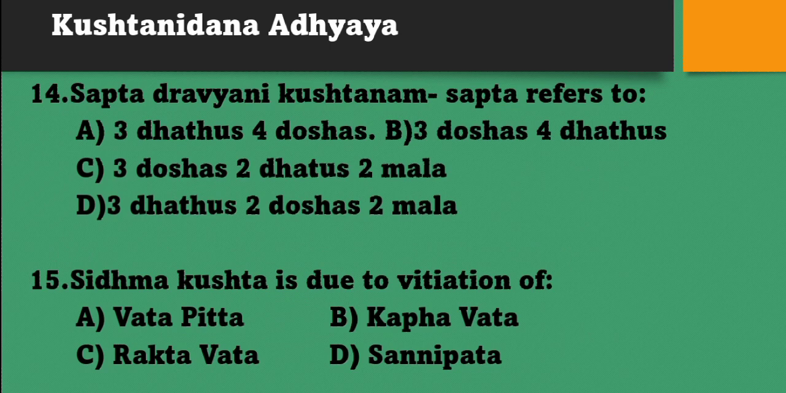Sapta Dravyani Kushtanam. Sapta refers to 3 doshas and 4 dhatus, or 3 dhatus, 2 doshas, 2 malas. So, Sapta Dravyani Kushtanam refers to 3 doshas and 4 dhatus. Option B. Sidhma Kushta is due to vishesha of Vata Pitta, Kapha Vata, Rakta Vata, Sannipata. According to Charaka, Sidhma Kushta is due to vishesha of Kapha Vata. Option B.